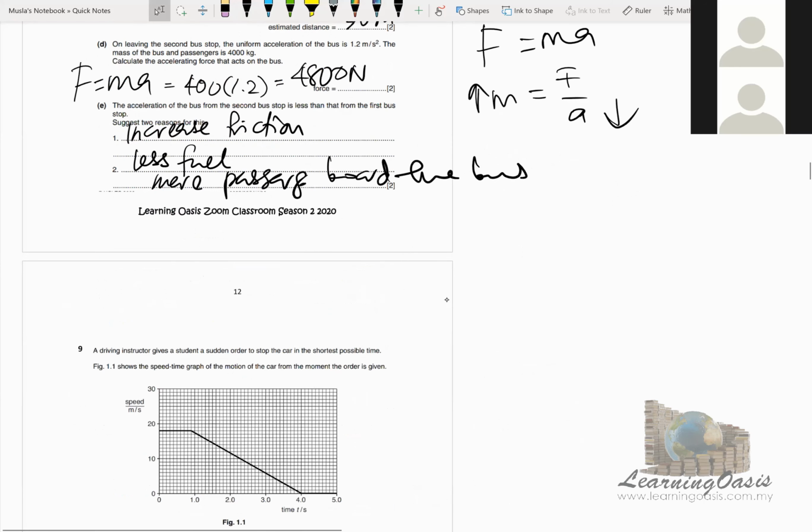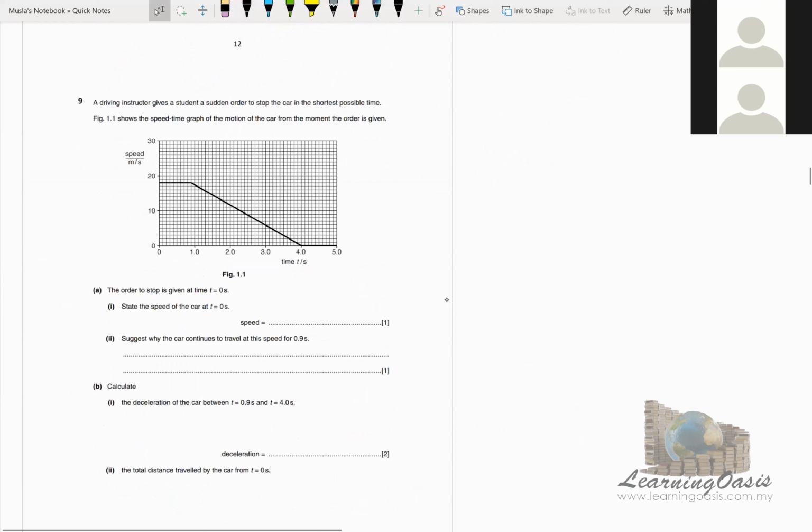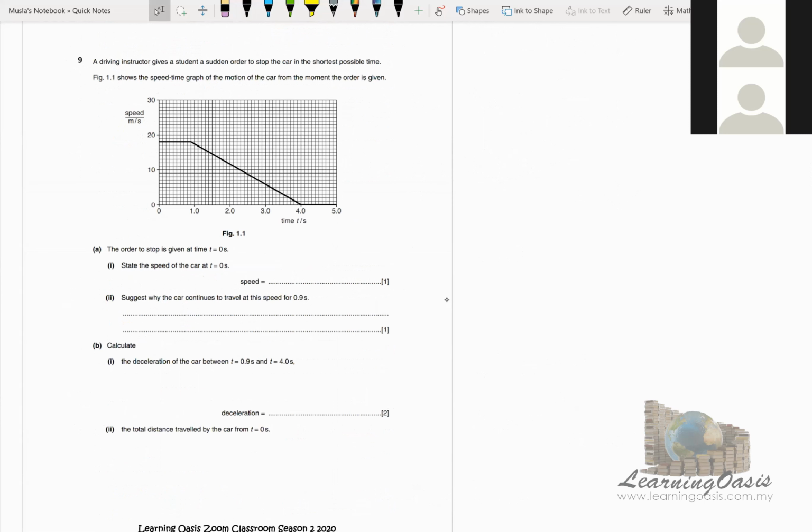Okay, got it? Now, a driving instructor gives a student a sudden order to stop the car in the shortest possible time. It shows the speed-time graph of the motion of the car from the moment the order is given. So now, what do you notice here?